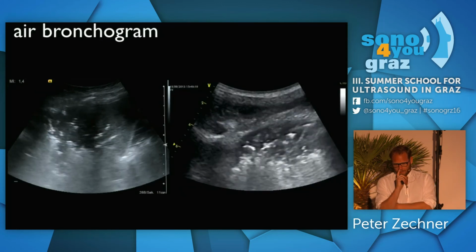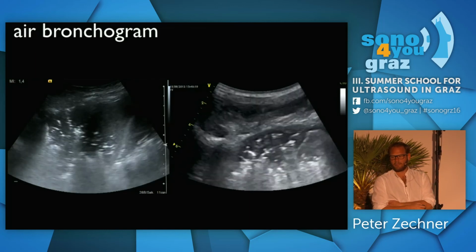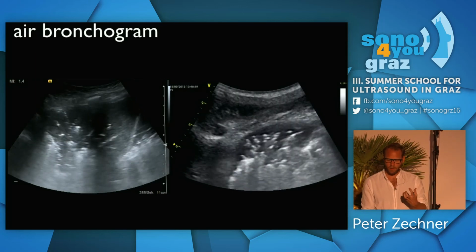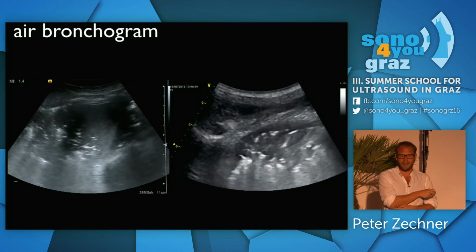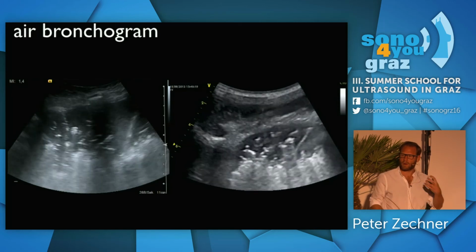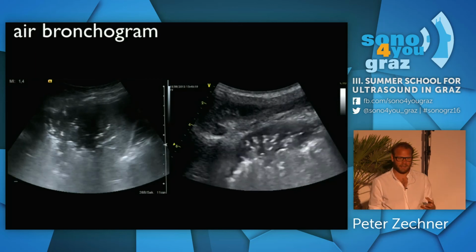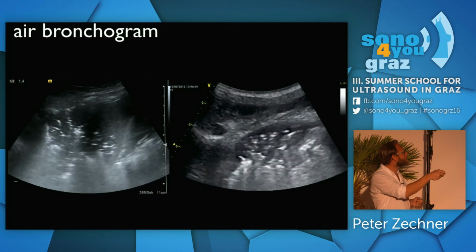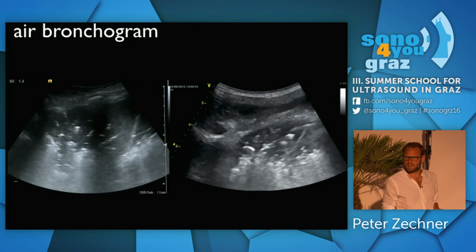A typical finding in pneumonia is the so-called air bronchogram. What is meant by air bronchogram? It's small air inclusions in the consolidated lung. It's white points or tree-like white structures within the lung that looks like the liver. Okay? Here we have some tree-like inclusions of air, and here it's more like points.